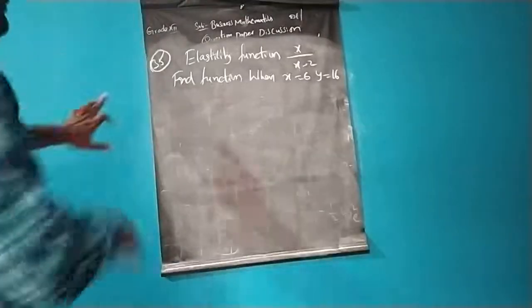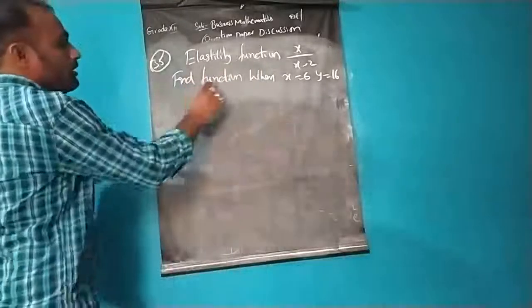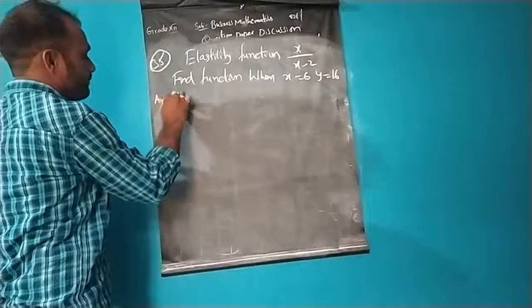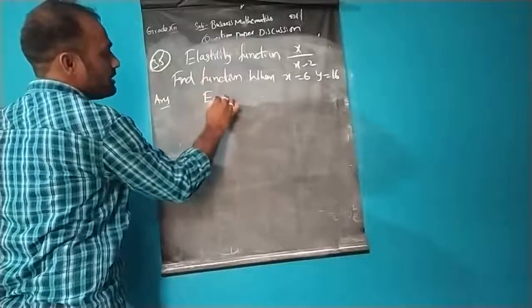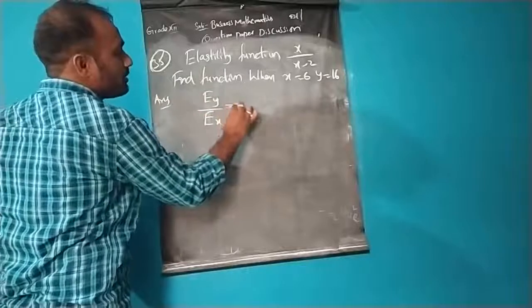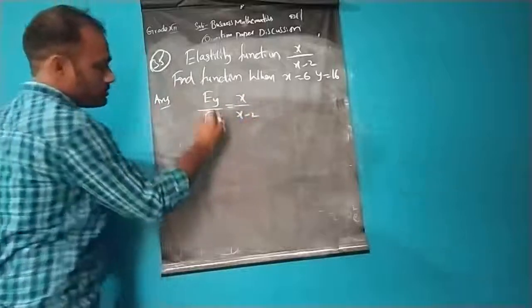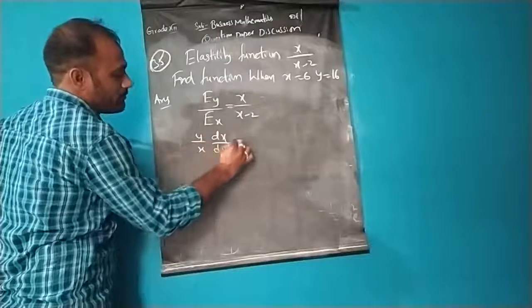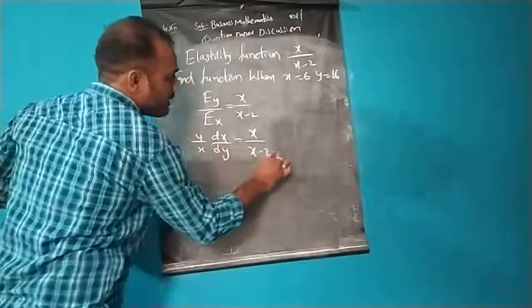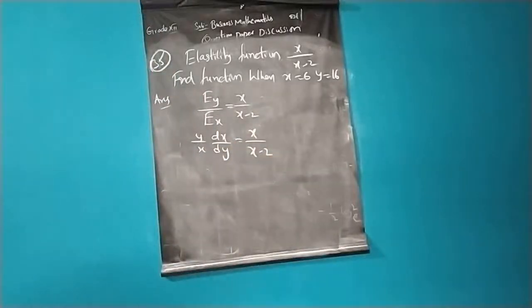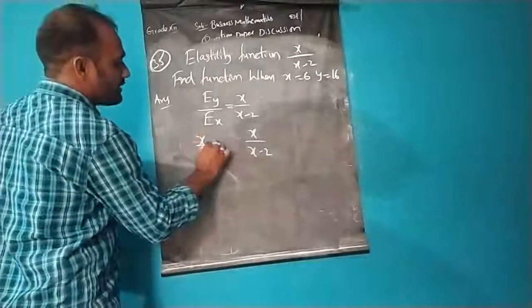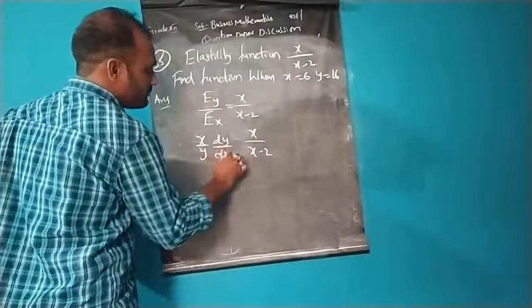Let us see this 35th question. The elasticity function is given. We need to find the function value when x is 6 and y is 16. So the elasticity function, that is Ey by Ex, is equal to x by x minus 2. That is y by x into dx by dy is equal to x by x minus 2. Sorry, it's not like this. It will be x by y; reversely I have written. It will be x by y dy by dx.